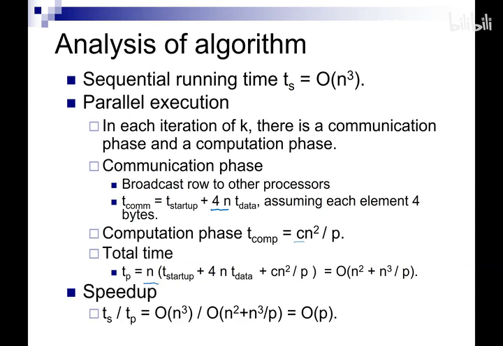Okay, so now we can look at how efficient this algorithm is. We compare the parallel running time with the sequential running time. The sequential running time is n cubed, and the parallel running time is n squared plus n cubed divided by p. So unless p is very large, the speedup, Ts divided by Tp, is going to be order p. This means that we're actually getting linear speedup with this algorithm.